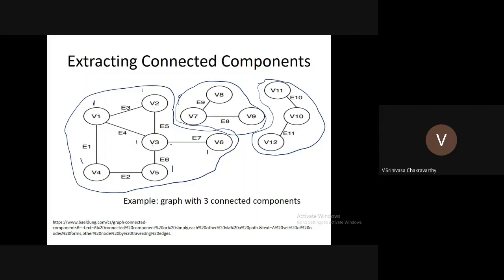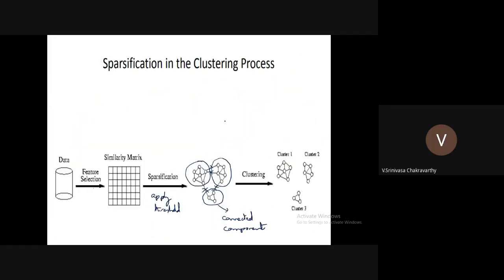Once you encounter a new node which doesn't have a label, then you give it the next label. You have already exhausted label number one, so you give this label number two and keep going. There's an algorithm for that. I'm not going to use it in this course. But this is how you extract the connected components in a graph, and they happen to be the clusters.